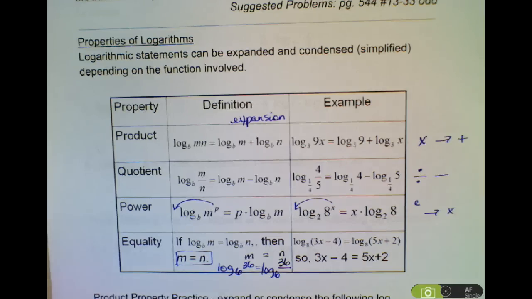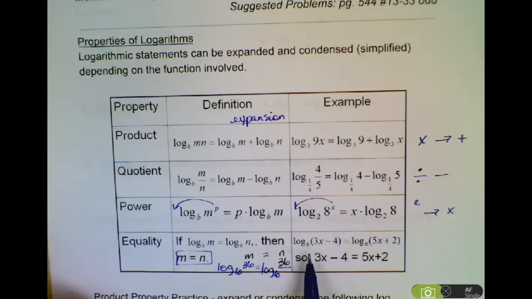It's really nice for you to be able to solve equations like that because, for example, if we have log_8(3x - 4) equals log_8(5x + 2), then I know that this value and this value must be equal to one another. I can pull them out of the logs, I don't even care what the logs are at this point, and set them equal to each other and solve for x. So this enables you to solve for x.